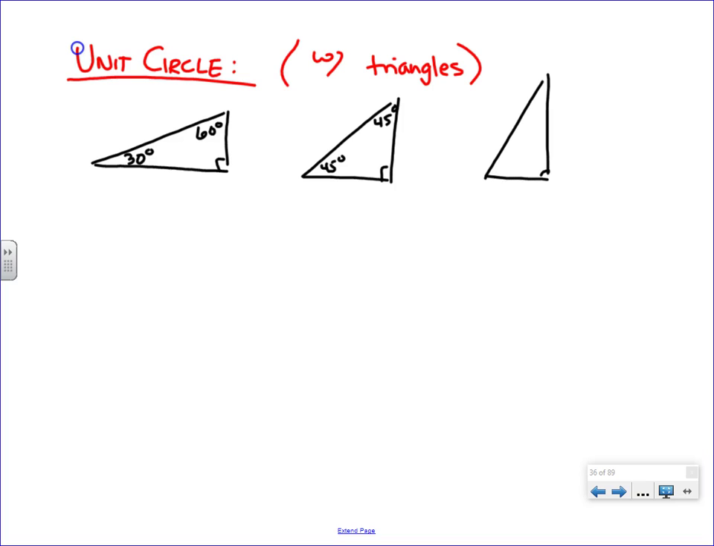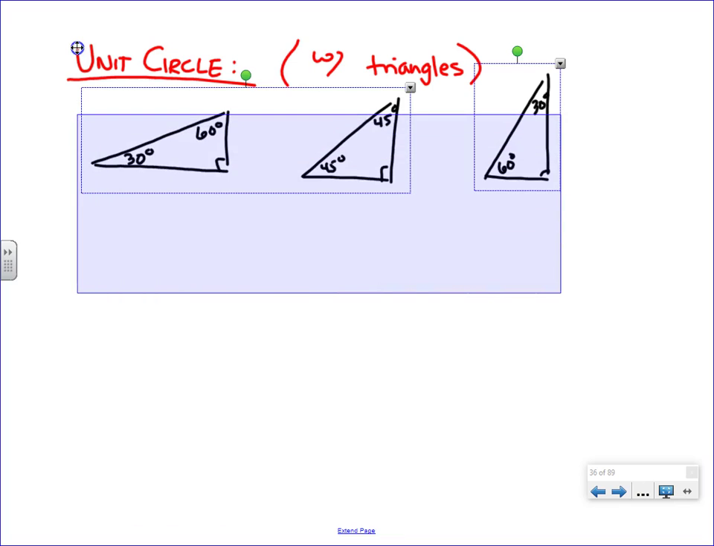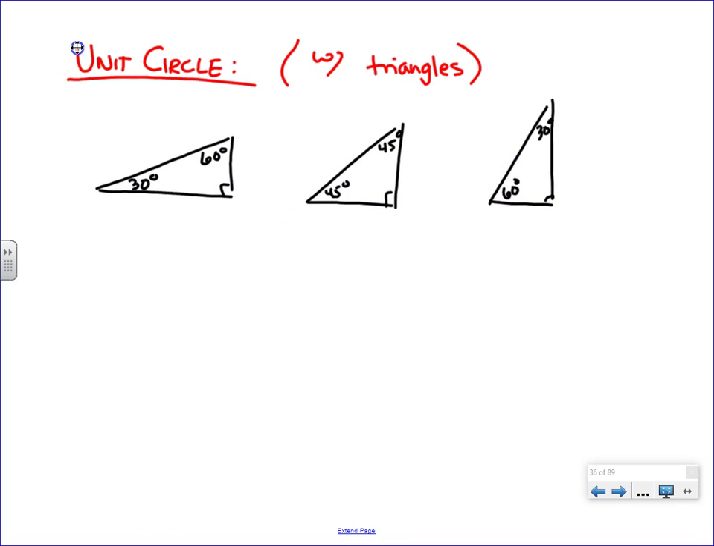Why am I showing 3? Because the 30-60 could be a 60-30, and that could help us for the higher threes, right? Okay. Let's say your brain either A, doesn't think in radians, or B, doesn't want to think in radians.